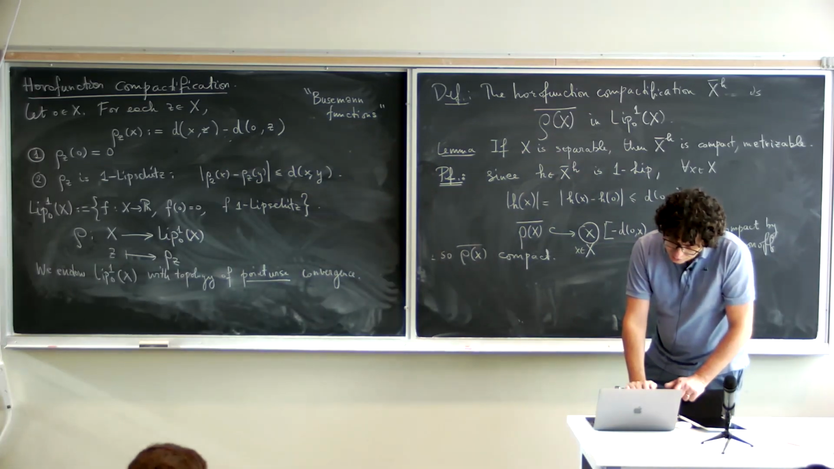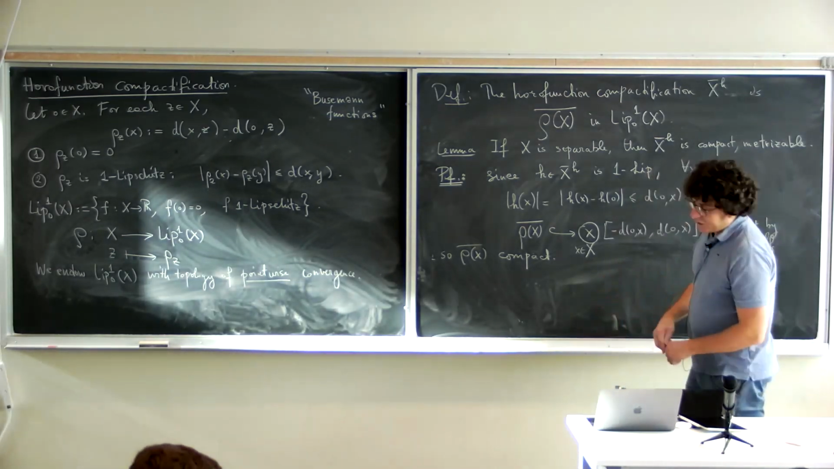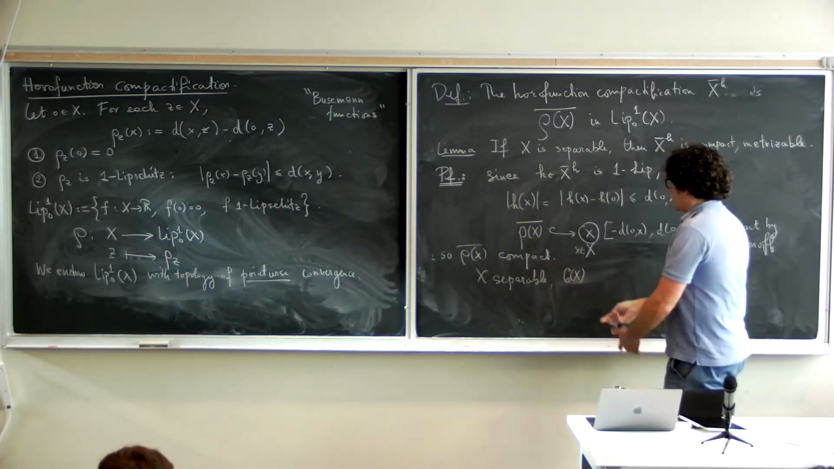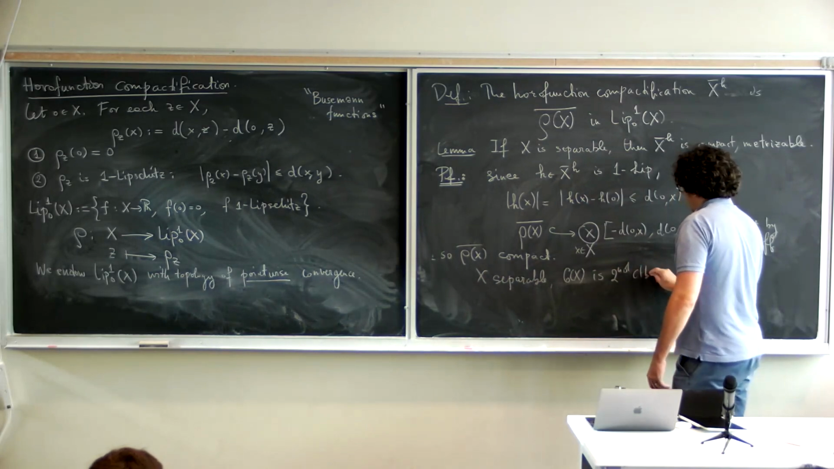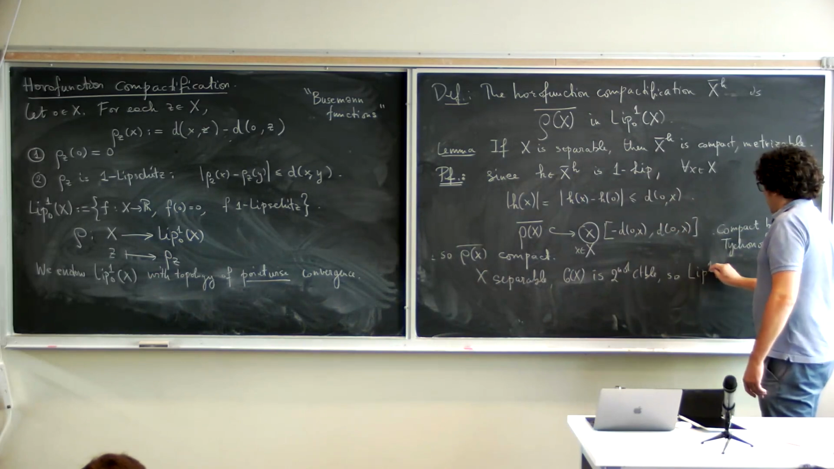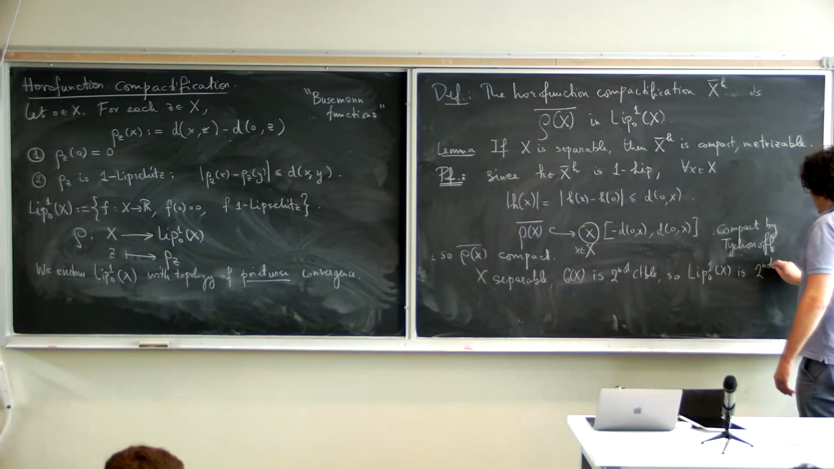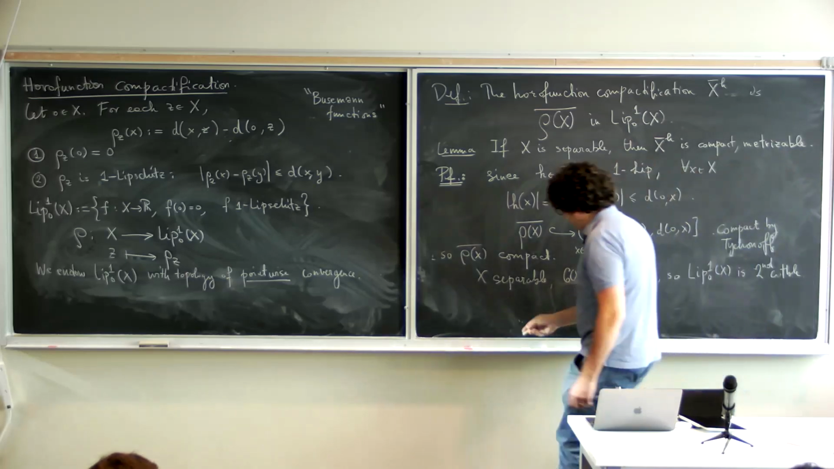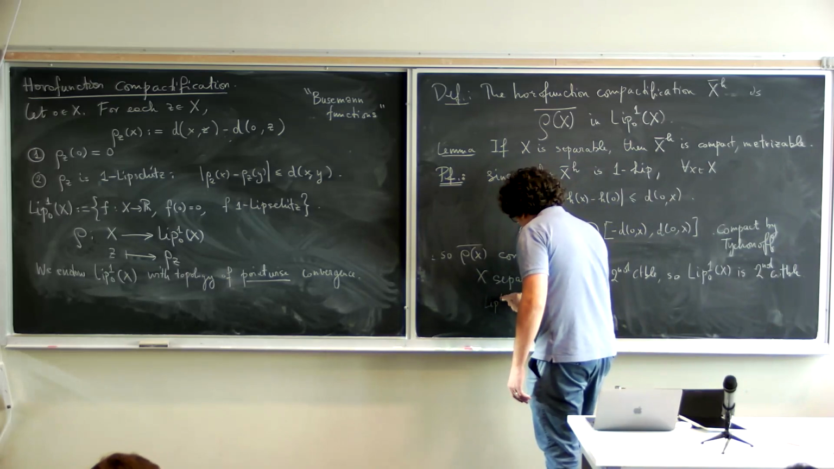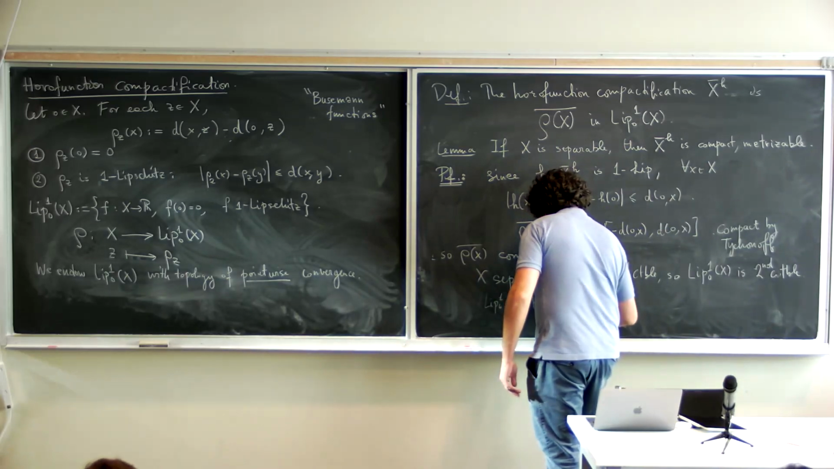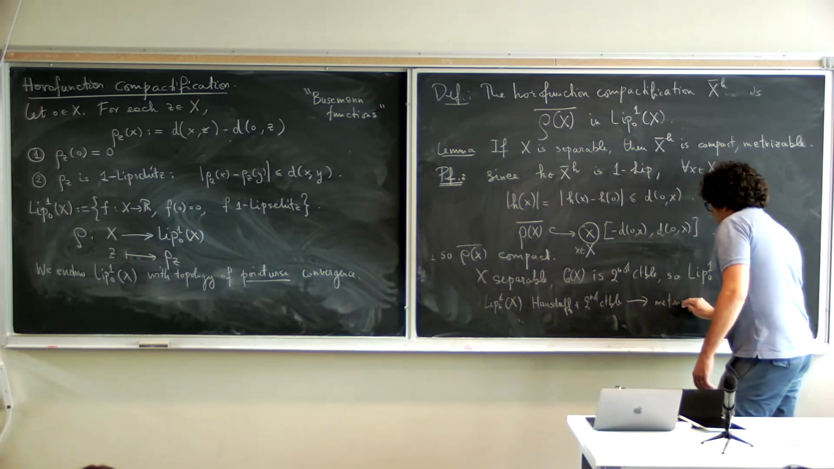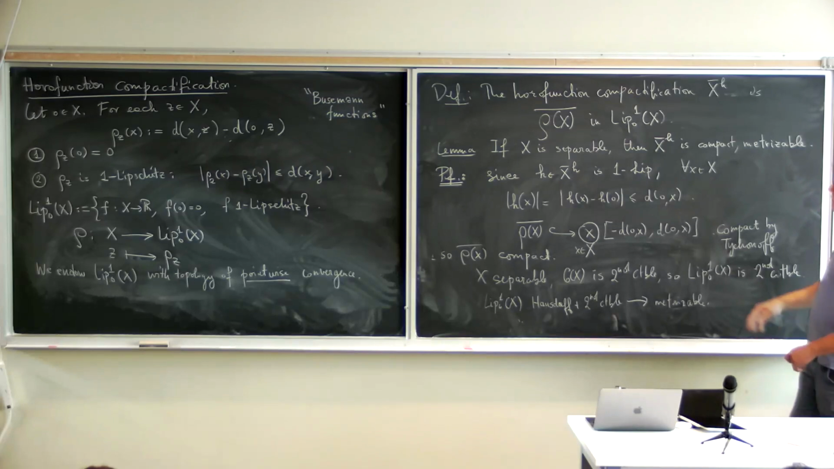So the space is second countable. If X is separable, then the space C of X, the space of continuous functions, is second countable. And so this one is also second countable, and it's Hausdorff. So this is Hausdorff and second countable, so it's metrizable. So Lip 1 of X is Hausdorff plus second countable, so it's metrizable.